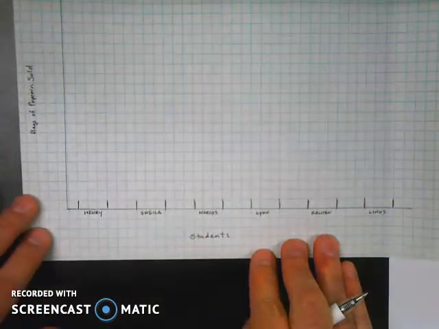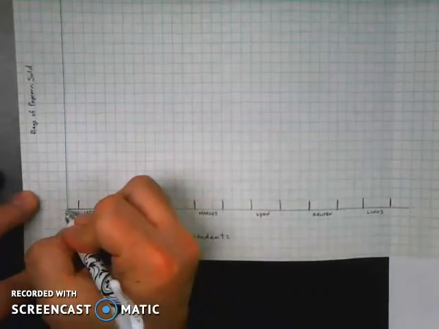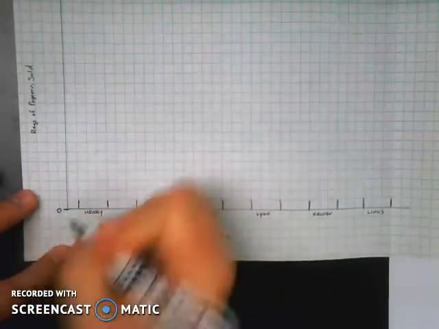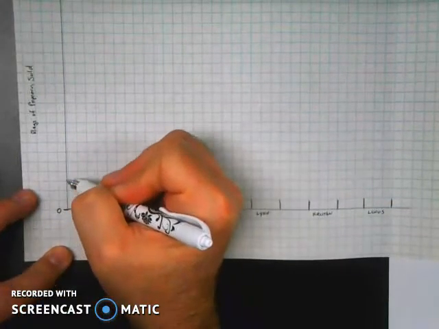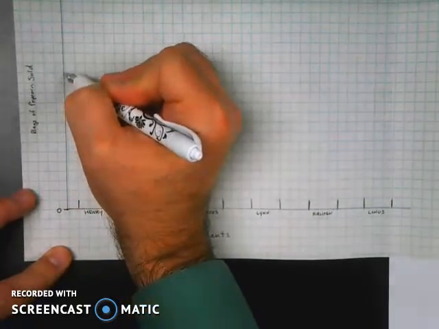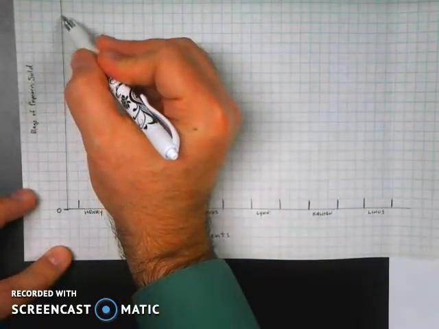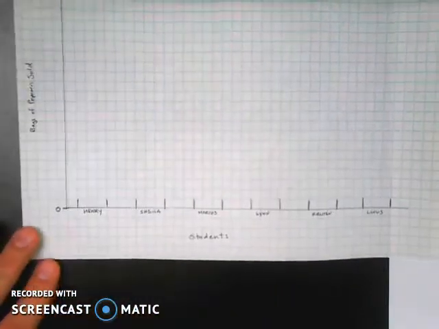Now I have to look and see what my scale is for bags of popcorn sold. So if I look, the lowest number is 21 and the highest number is 35. So I know I have to go from 0 and I have to get up to 35. So let's count how many spaces. 1, 2, 3, 4, 5, 6, 7, 8, 9, 10, 11, 12, 13, 14, 15, 16, 17, 18, 19, 20, 21, 22, 23, 24. I'm not going to have enough spaces.